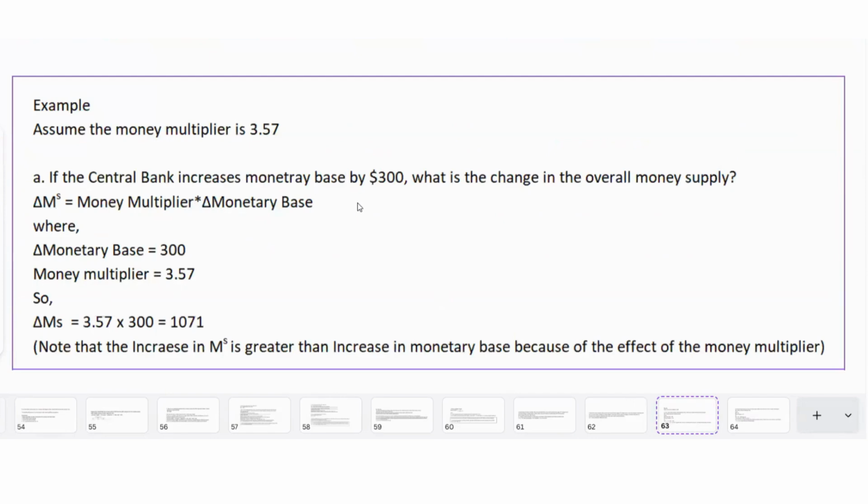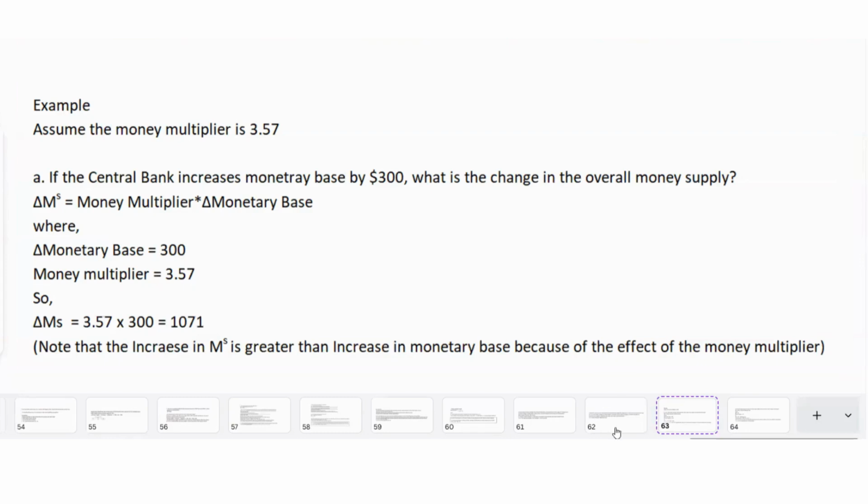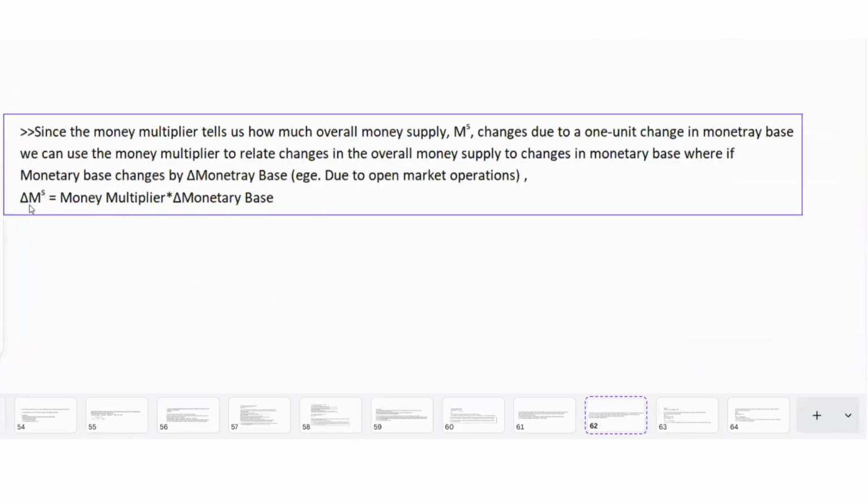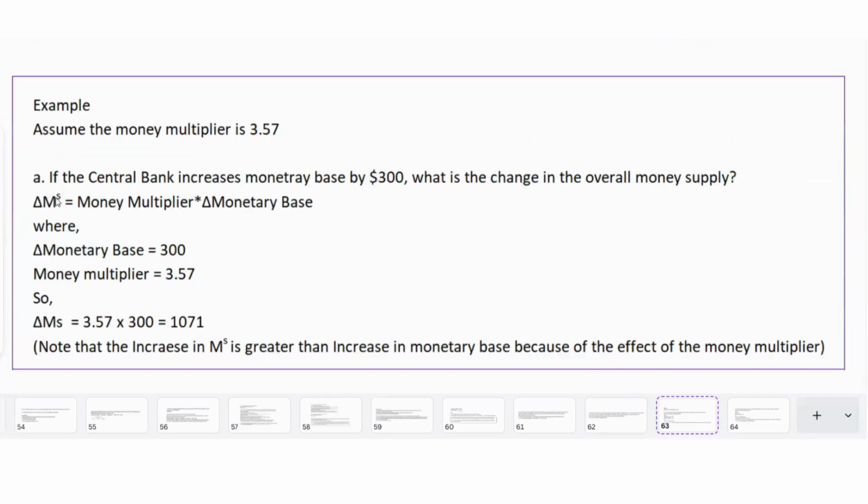So now part A says if the central bank increases monetary base by $300, what is the change in the overall money supply? So like we saw, we can use the money multiplier to relate changes in money supply to changes in monetary base. So we know this holds true: the change in money supply is money multiplier times change in monetary base. Here the change in monetary base is 300. Money multiplier is 3.57.